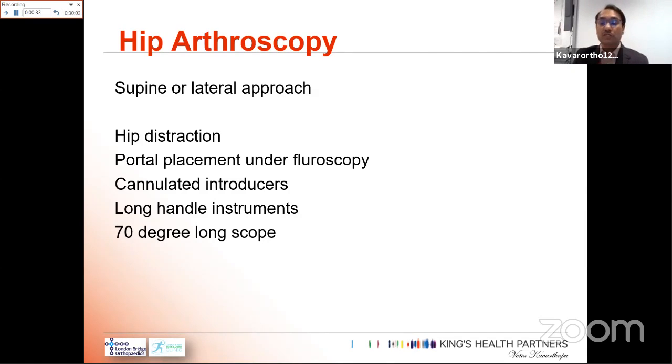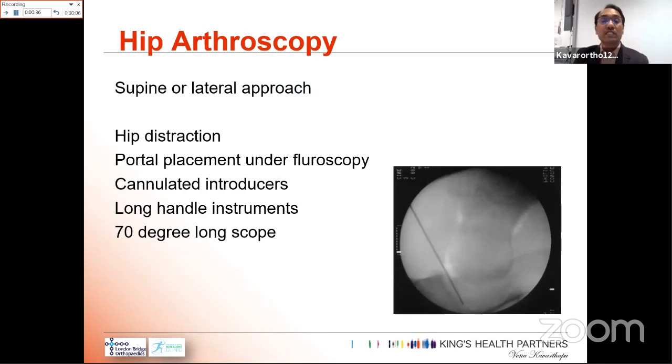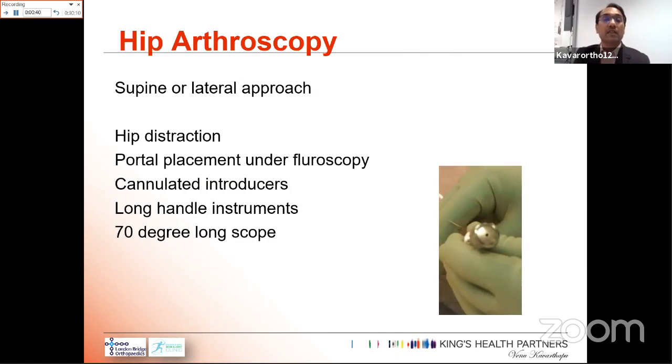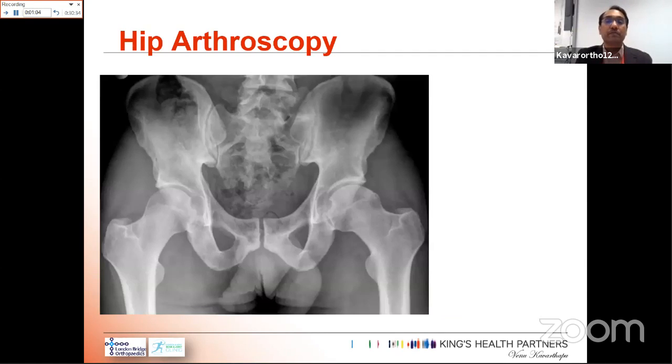And naturally, we use cannulated introducers, pass the wire in first, and then the introducers and instruments are passed over the wire through the cannulated setup. And because the hip joint is deep, the instruments are all long handled, unlike the ones used for the shoulder or the knee. A 70-degree long scope is the workhorse arthroscopy device, but 30-degree is also used.